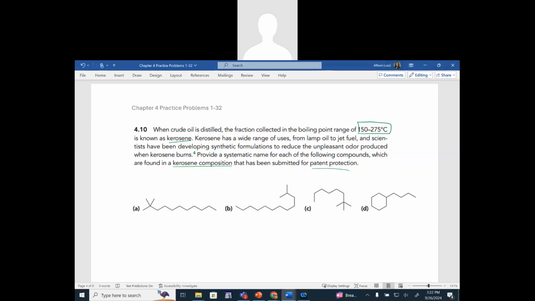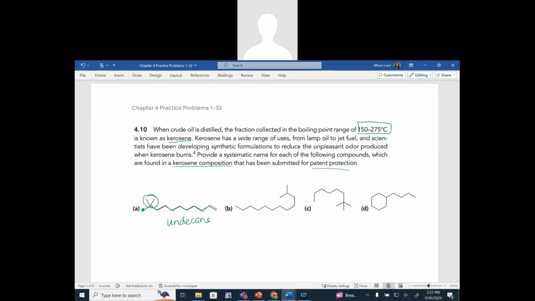So let's take a look here. We're going to use the same process as we've seen before, where we identify our parent. So let's start here, and we'll count all our carbons in our parent chain. So we have 1, 2, 3, 4, 5, 6, 7, 8, 9, 10, 11. So the parent here would be an undecane, right, from our nomenclature list. So we have our parent, and then we see some substituents.